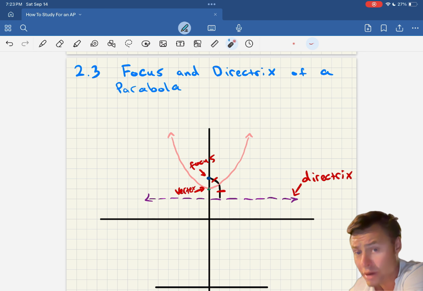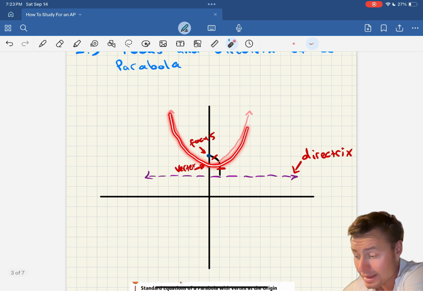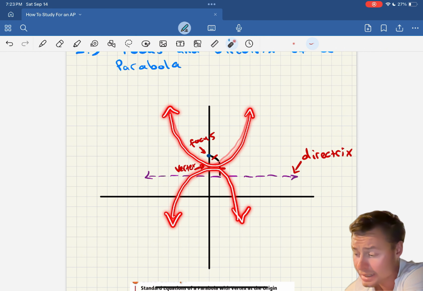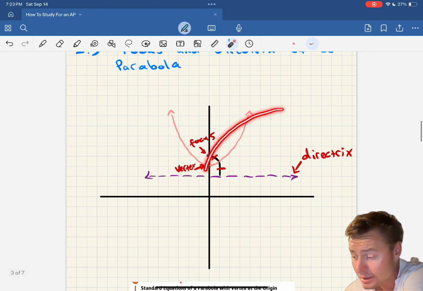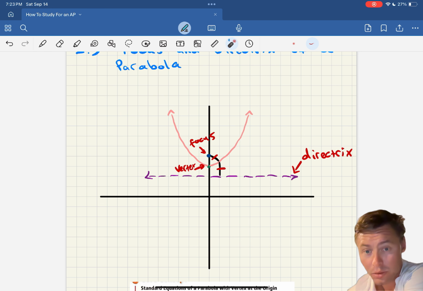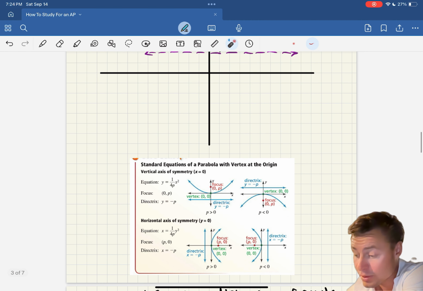Okay, and when you're graphing parabolas, they don't just have to be facing up like this. They can also be facing down, and you're gonna see today they can also be facing right or left. Okay, and the equation of the parabola will change depending on its orientation. So taking a look here, we've got some standard equations of parabolas whose vertices are at the origin.